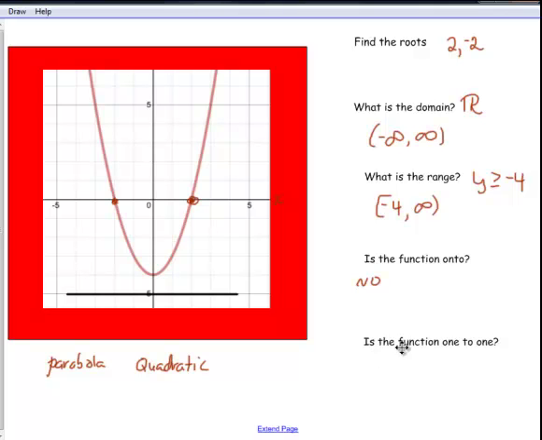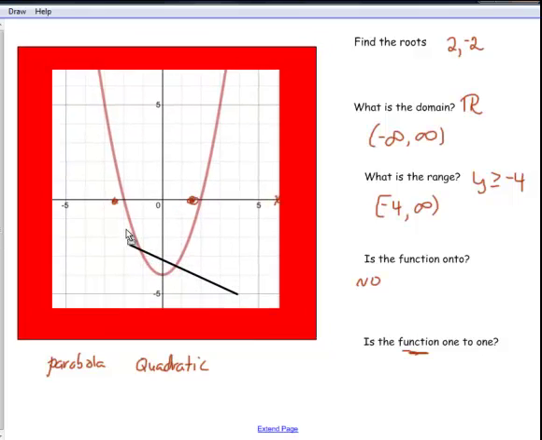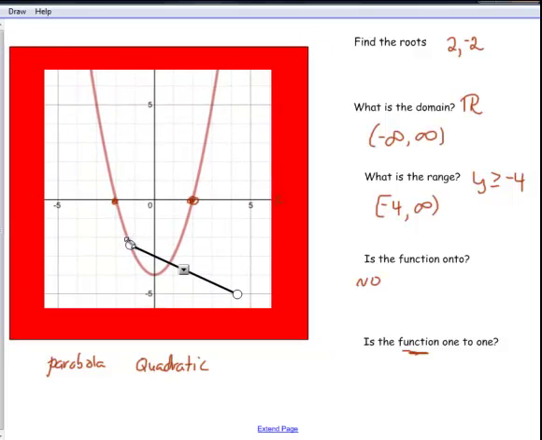Is the function one-to-one? Well, it's already telling us it's a function. It's using the word function. So we know that it passes the vertical line test. Whoops, wrong thing. Let's grab this one. We know it passes the vertical line test because it says function, but is it a one-to-one function? No, because it doesn't pass the horizontal line test.